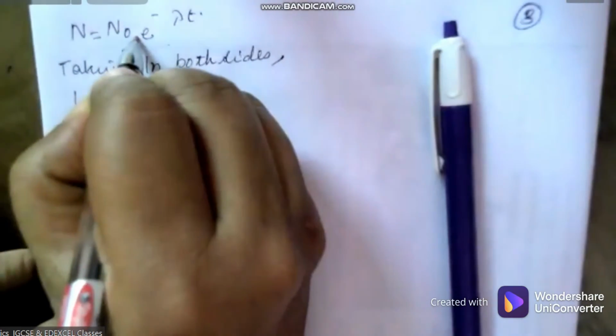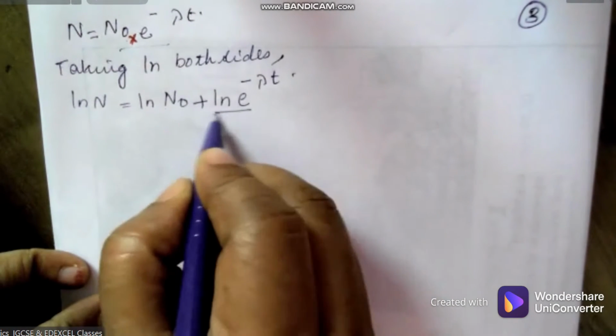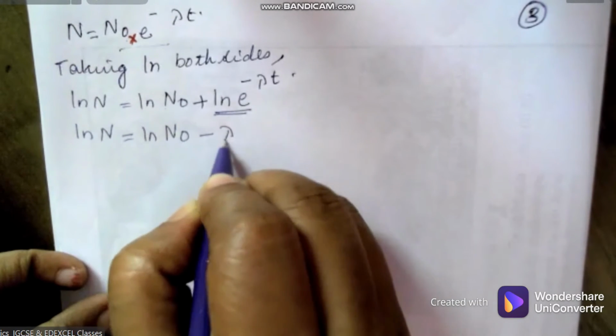ln N naught, here there is a multiplication, right? So it becomes plus ln e to the power negative lambda t. Now, what are ln and e? Opposites. So this gets cancelled. So it becomes ln N is equal to ln N naught minus lambda t.